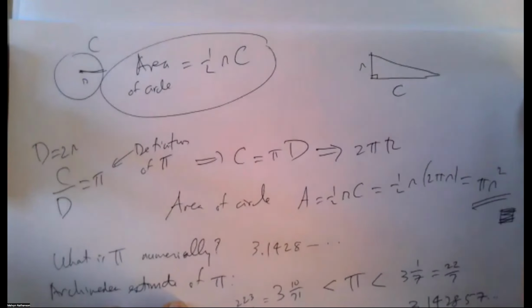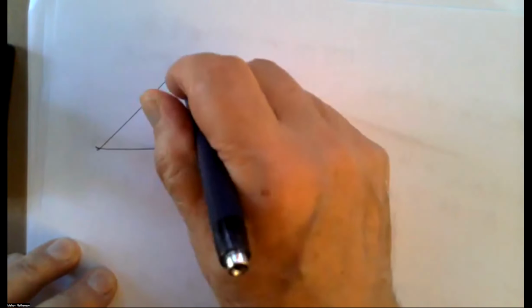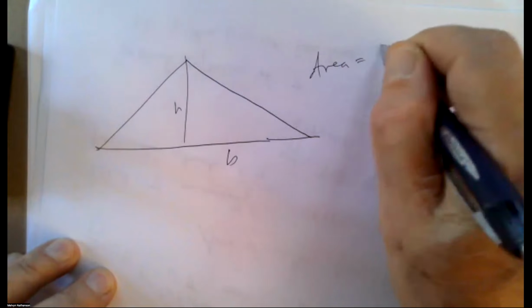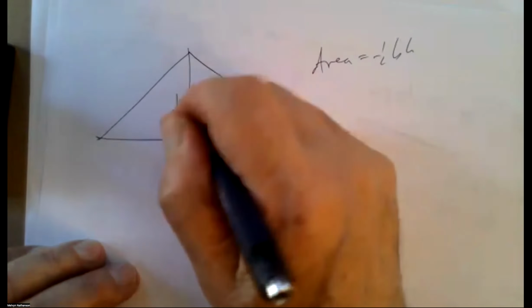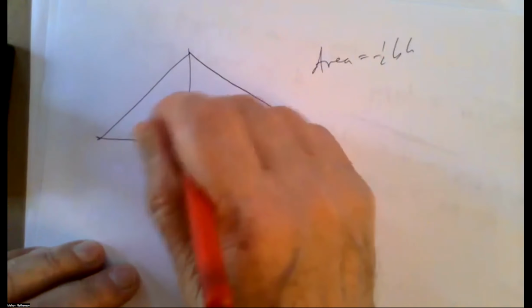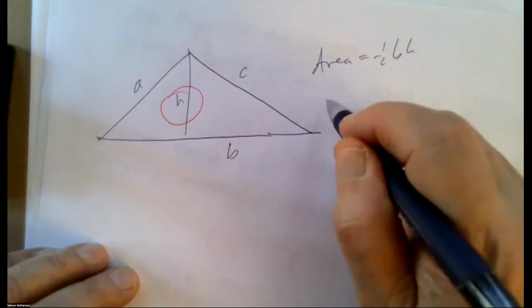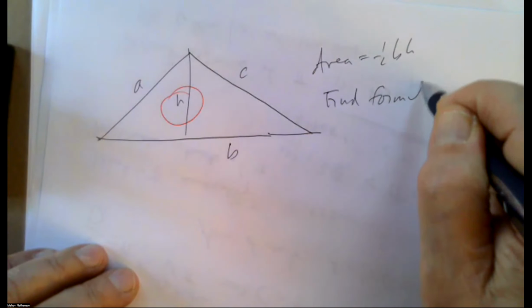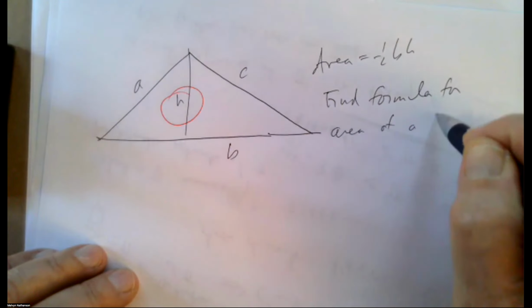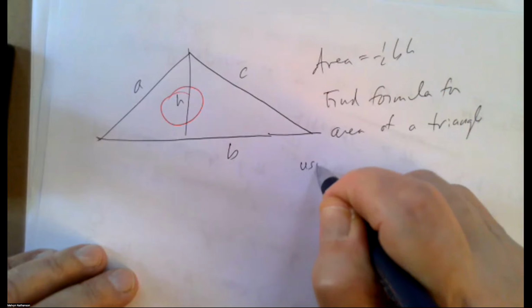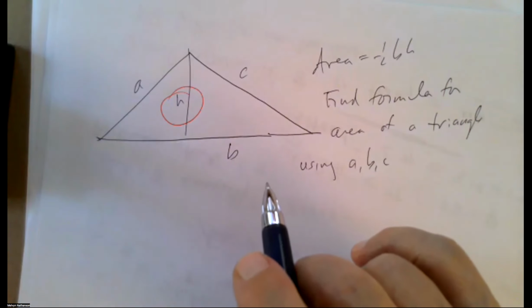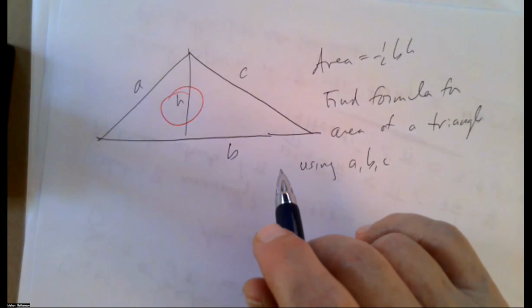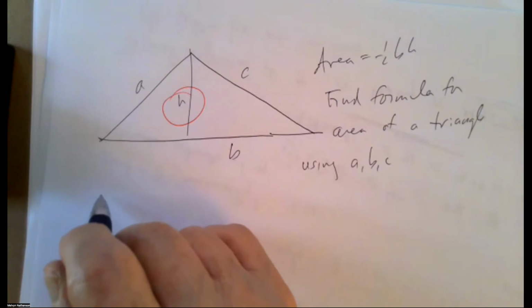What is the area of a triangle? You have a triangle, you have the base, you have the height, and the area is a half the base times the height. Trouble is, how do you find the height? What you're often given when you have a triangle are the three sides, A, B, and C. So can you find a formula for the area of a triangle using A, B, and C, the lengths of the sides, and not the height? This is what we start next Wednesday, I think.